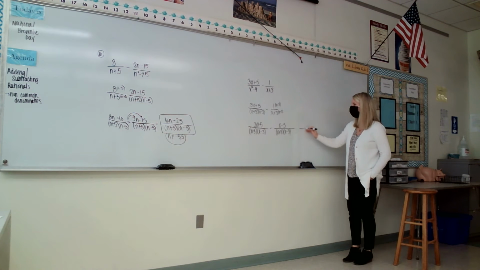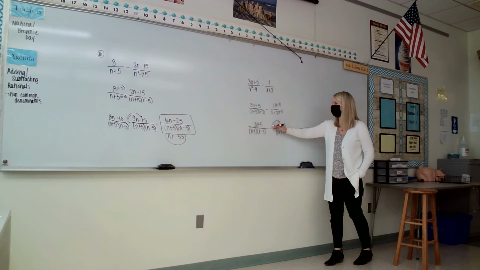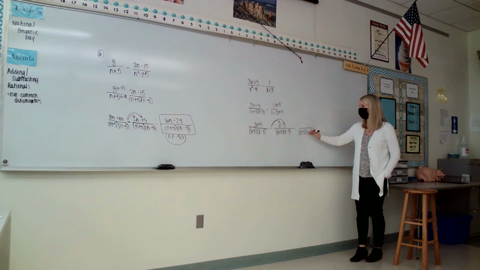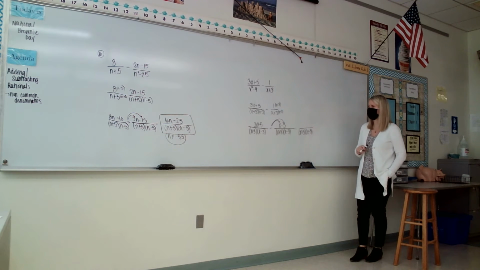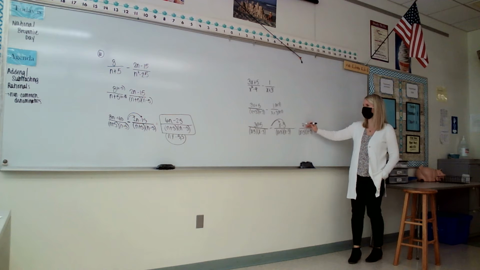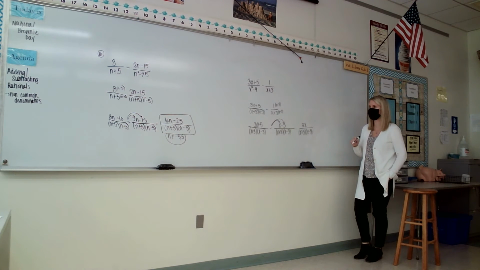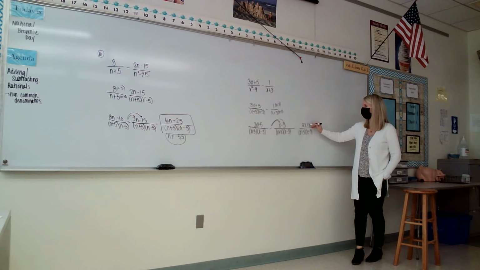And now my main goal is to subtract. Make sure you're subtracting both terms. You keep your common denominator. And then what does that give me? 2x, and it would be 5 minus negative 3, so 5 plus 3 is 8.